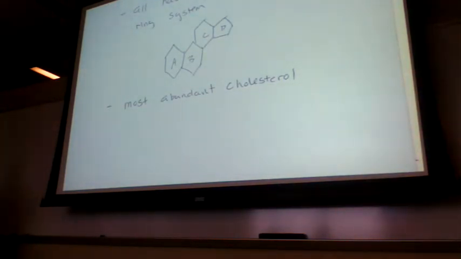What foods is it really prevalent in? Well, mostly it's going to be in anything that is animal in nature. You don't see cholesterol in plant cells at all. But since it's in every single animal cell membrane, anything that you're eating that is animal, yes, red meats are high. Yes, eggs are high.